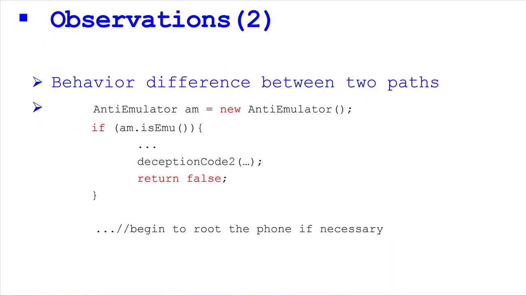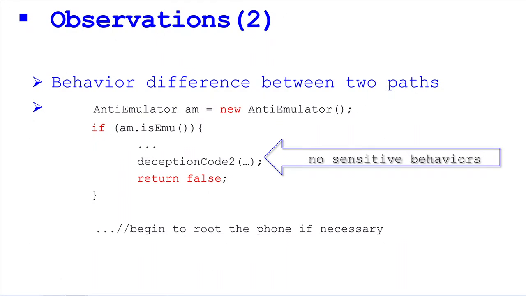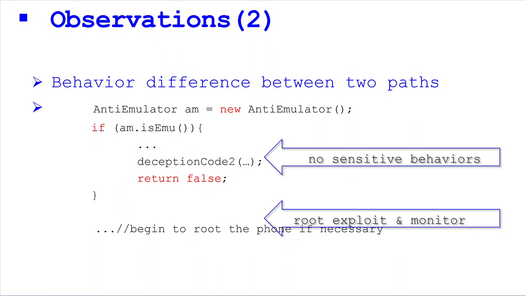The second observation is that the behavior difference between two paths in HSO is significant. Also in the Hacking Team code, in one path, there are no sensitive behaviors at all. In the other path, they will try to do a root exploit and to monitor user behaviors. Essentially, in HSO, one path just serves as a decoy for the other path, and the other path actually does the real job, which means sensitive operations in this context.